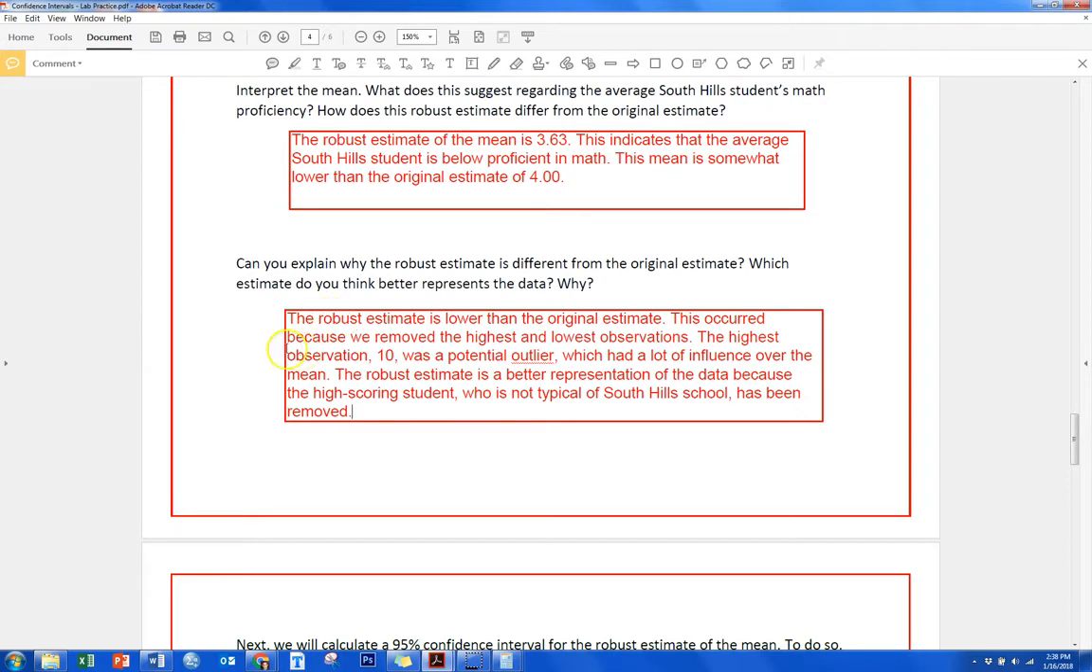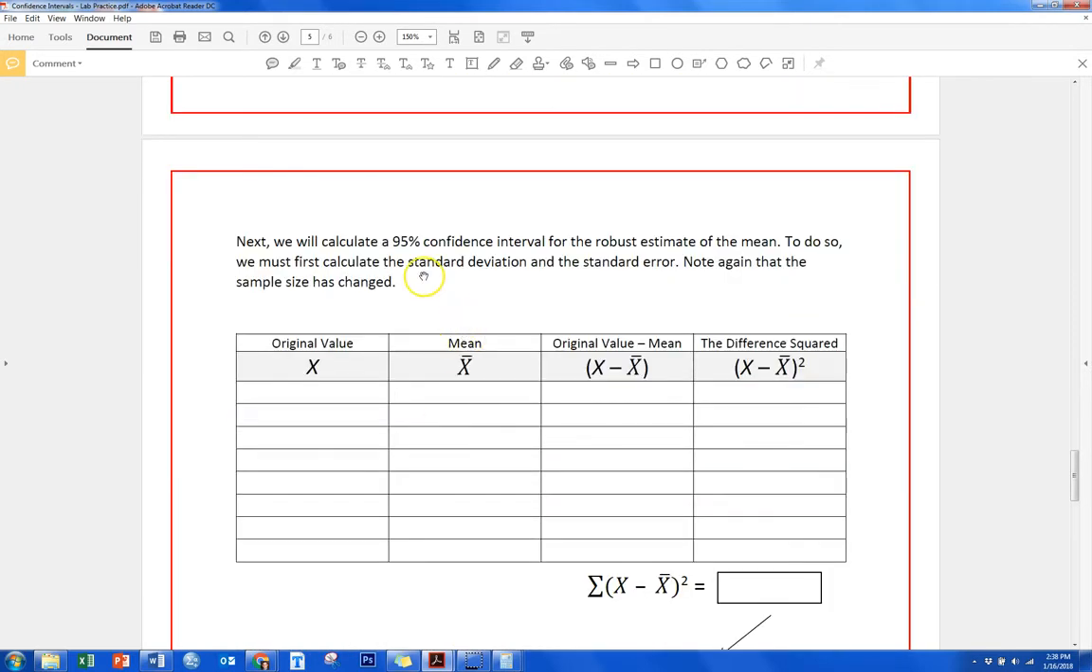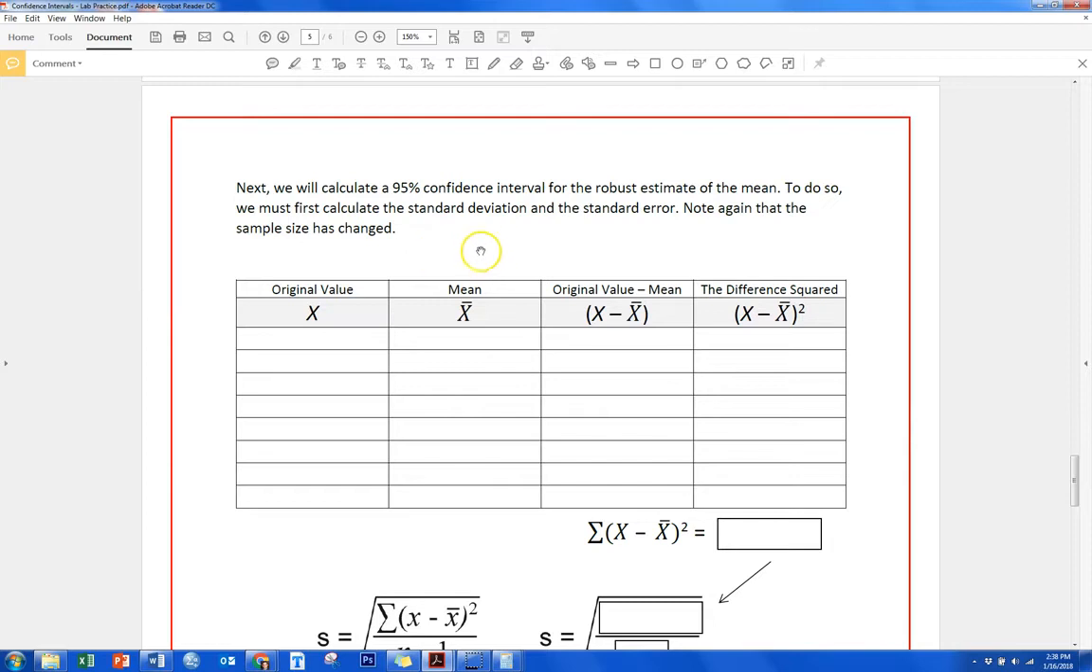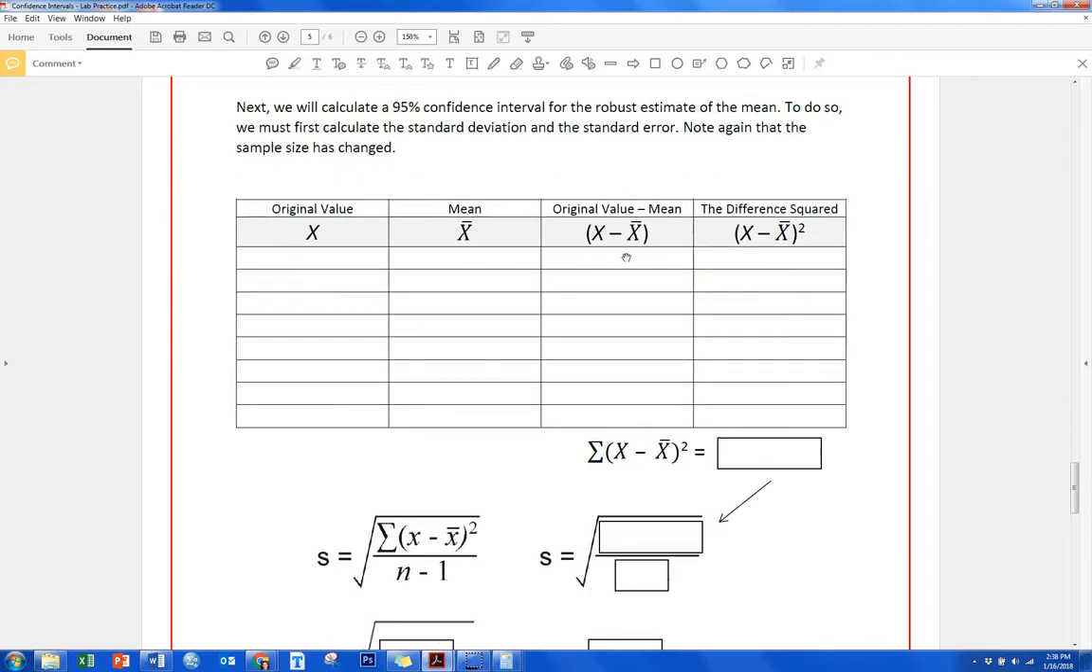But let's see how this affects the confidence interval. So next we will calculate a 95% confidence interval for the robust estimate of the mean. First, we have to calculate the standard deviation and standard error. So here we go. We've got this table again. Purposely included this several times. I want you to get comfortable with this.